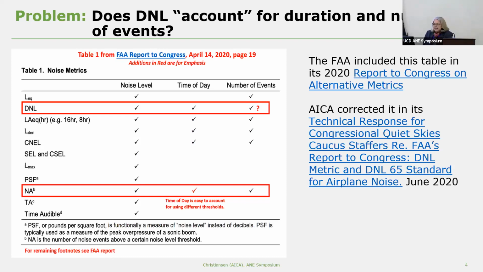For example, when the FAA reports that DNL accounts for the number of events, when you average over the number of events, that's not accounting for it. They may use it in the calculations, but it's not accounting for it. Also, the information under and above, I believe, was incorrectly specified. They claimed in the table that the time of day is not included, which of course is correct, but there's always easy ways of penalizing for time of day or other reasons that should be penalized, just as they do with the DNL metric.